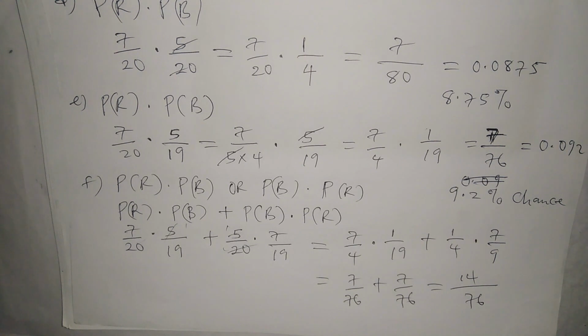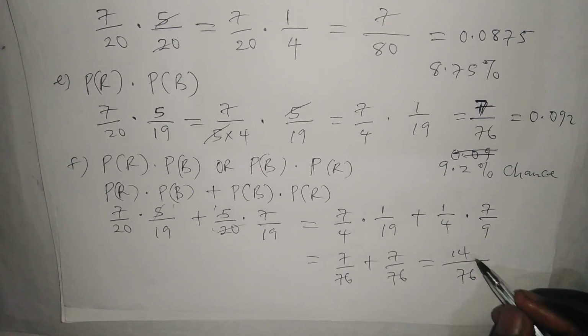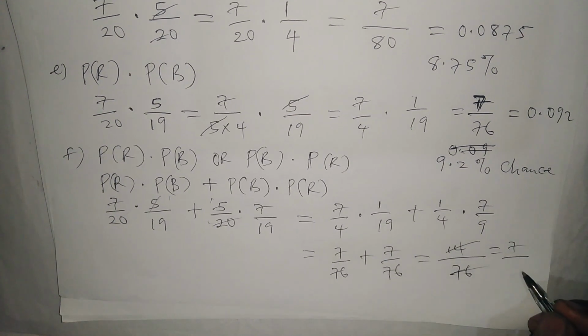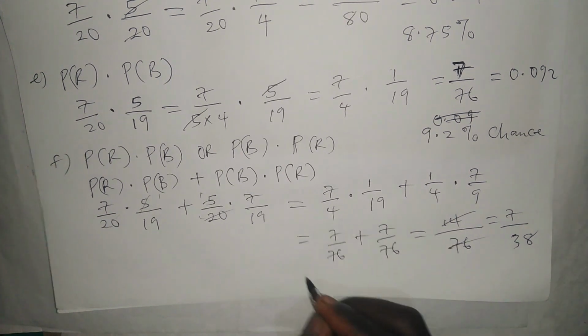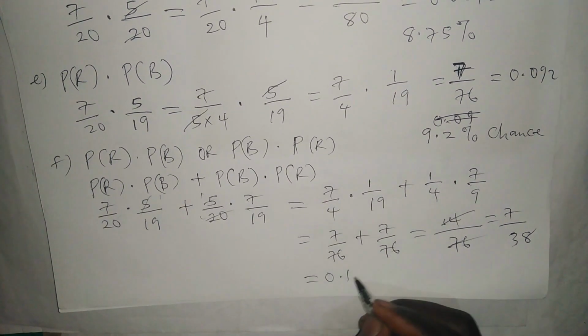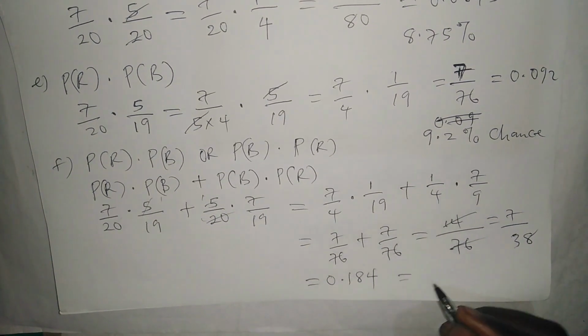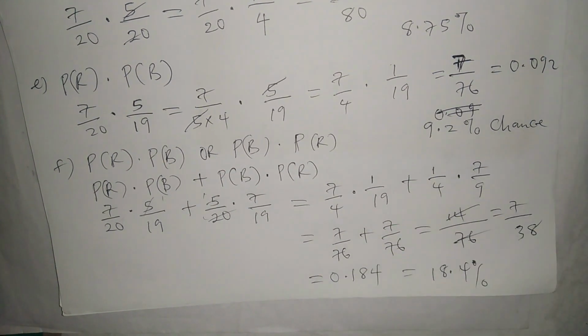When you have 14 all over 76, this is divisible by 2. So you divide by 2, we have 7, divide by 2, we have 38. Now 7 divided by 38, what we have is going to be 0.184. Multiply this by 100, what you have is going to be what? 18.4%. So there's an 18.4% chance of selecting a red and blue marble without replacement.